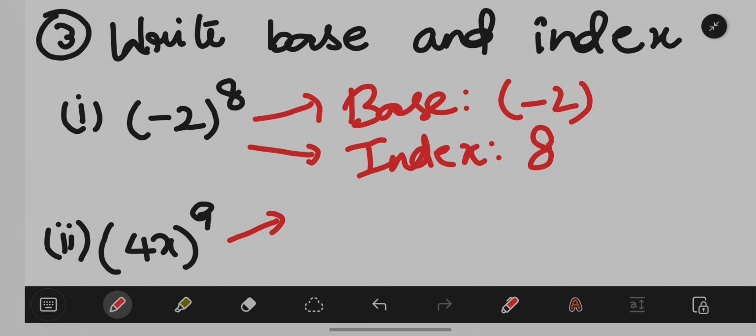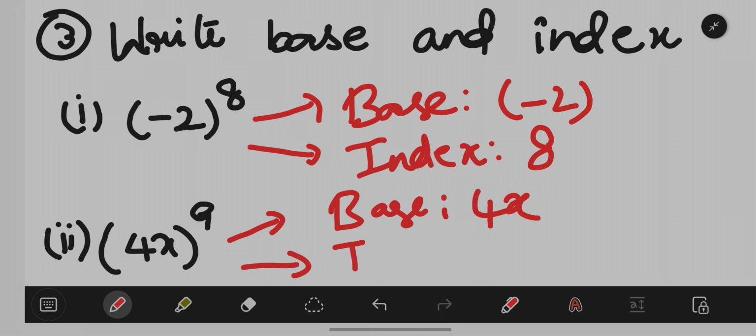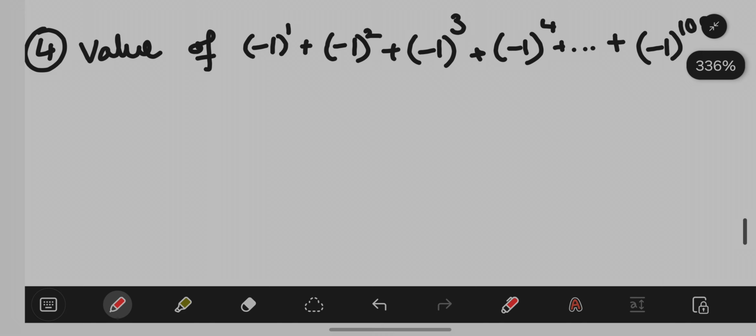Now here, what is the base? See, now you might think 4x is given, right? So whether it is 4 or x. See, the bracket is kept, in the sense that for both of them the power is 9. That means 4x is the base and the index is 9. Power is 9, right?